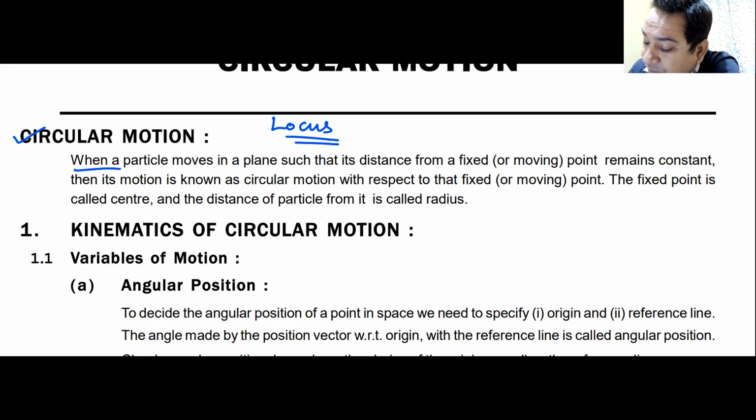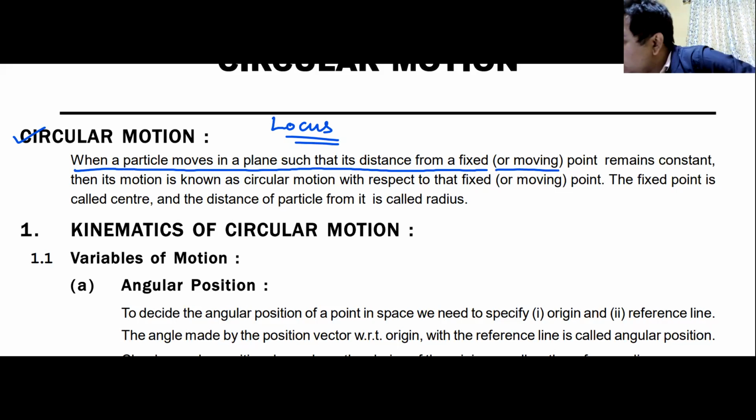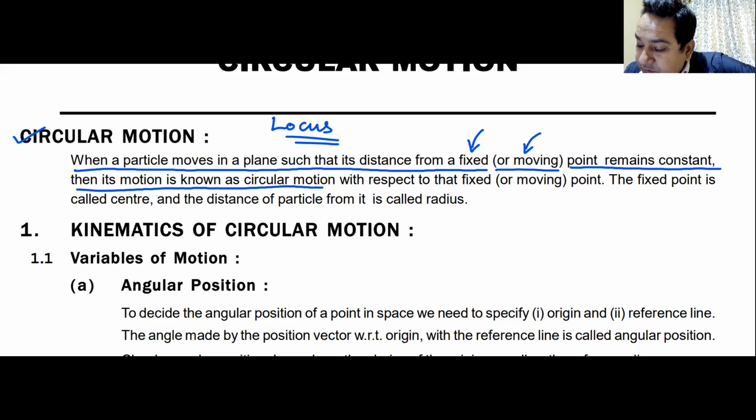When a particle moves in a plane such that its distance from a fixed point, or moving point, now that point can also be moving. When you look at the definition of a circle in maths, it is always given in terms of a fixed point, but physics is one step ahead. This point can be fixed or moving. If the distance remains constant, then this motion is known as circular motion with respect to that fixed or moving point.